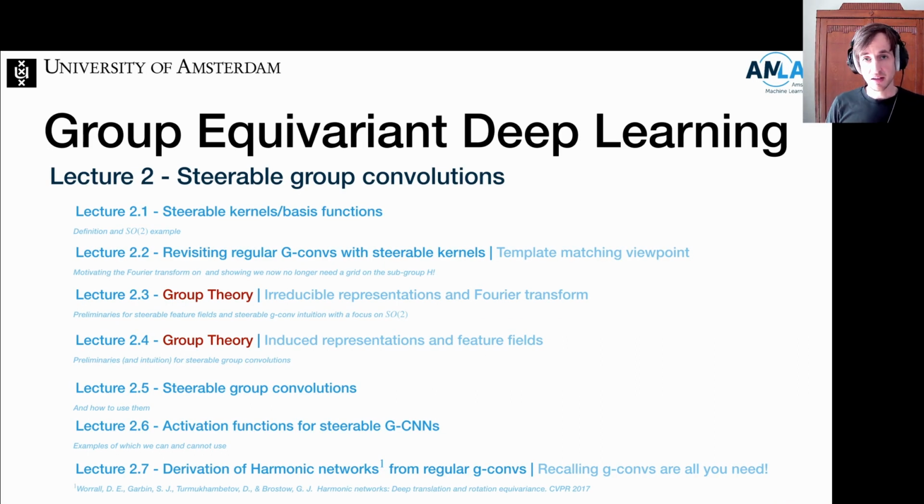Before we get there, let's go over an overview of how this lecture is split. We're going to start off with the definition of steerable kernels or steerable basis functions. Once we have an idea of what steerable kernels are and how to work with them, we're going to see what it looks like if we apply them in regular group convolutions. This will get the intuition right for the steerable group convolutional network, but it doesn't explain the full framework yet. In order to do that, we need to learn a little bit more about group theory.